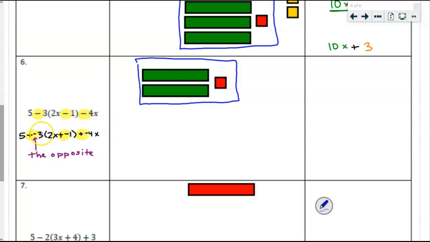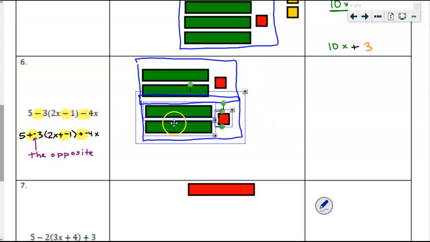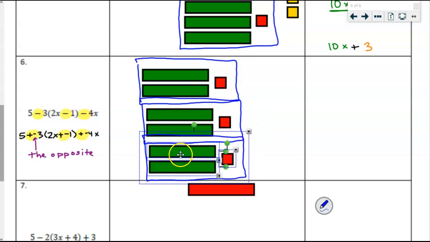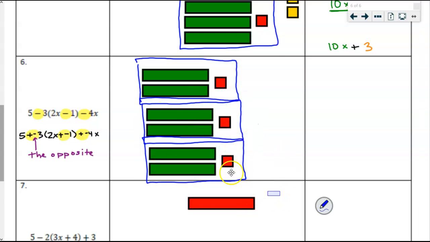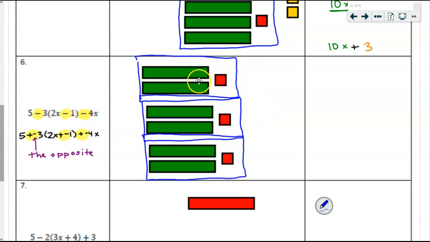How many of those groups do I have? 3 of those groups. So there's my second. There's my third. There's all of my groups. So I've got my 3 groups of 2x plus a negative 1. But now what does that mean right here? It means the opposite of those groups.